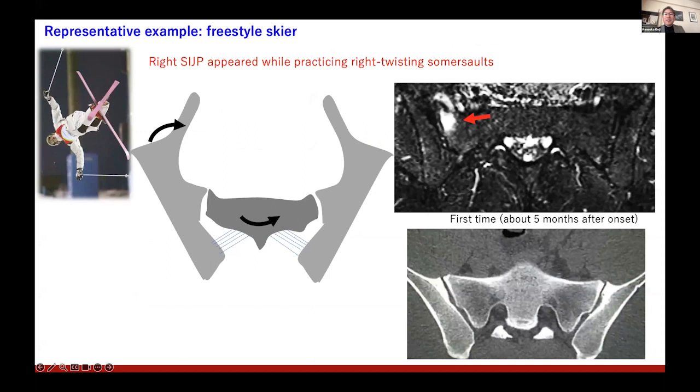Here is a case of a freestyle ski athlete. She had been repeatedly practicing rightward rotation as shown in the picture when the right SIJP appeared. MRI shows high signal changes within the anterior sacrum. We believe that during the landing of the rotational jump, a rotational force was applied to the SIJ, and a compressive force was applied to the joint, resulting in bone edema. At the same time, a traction force must also be applied to the posterior sacroiliac ligament.